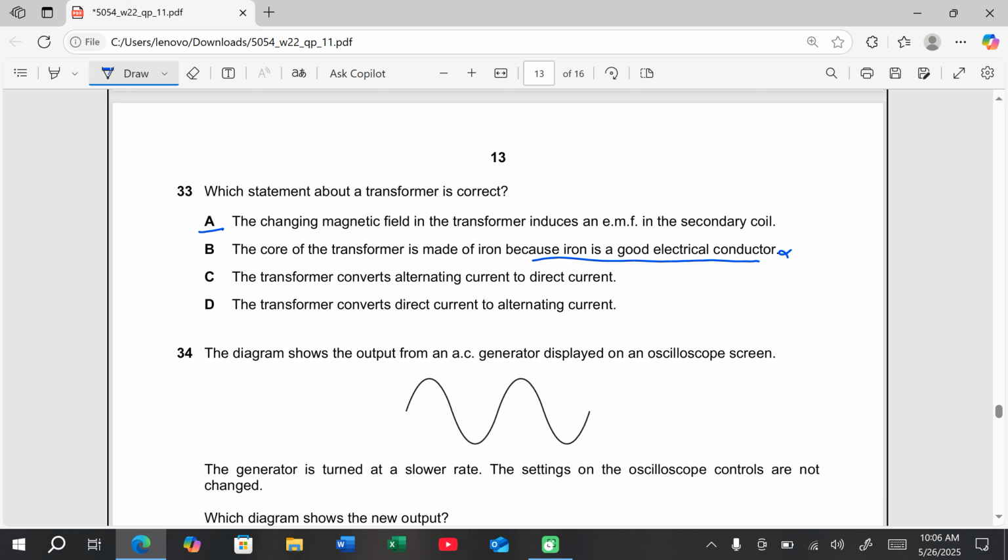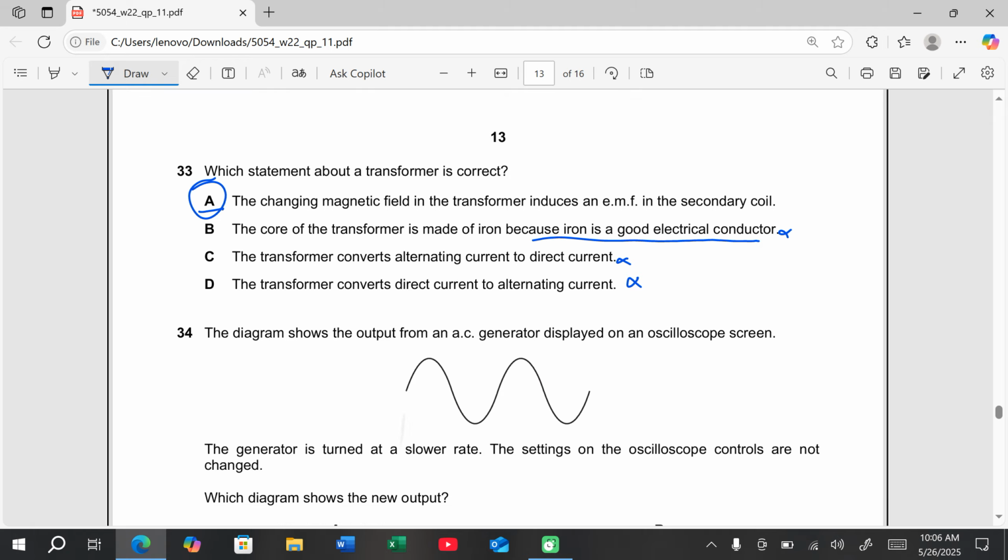The transformer converts alternating current to direct current. No, that's not right. It's not a rectifier. Transformer converts direct to, no. So A is the only answer.